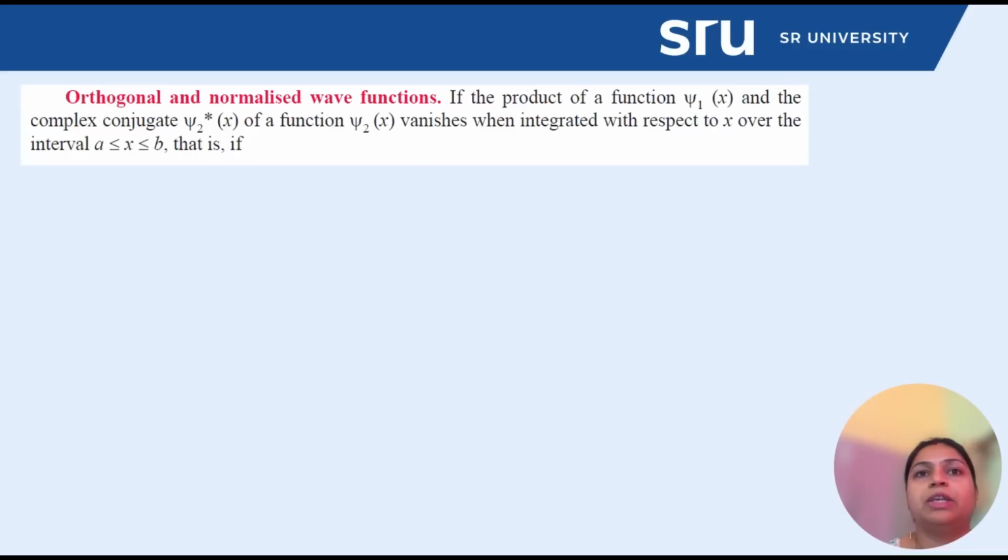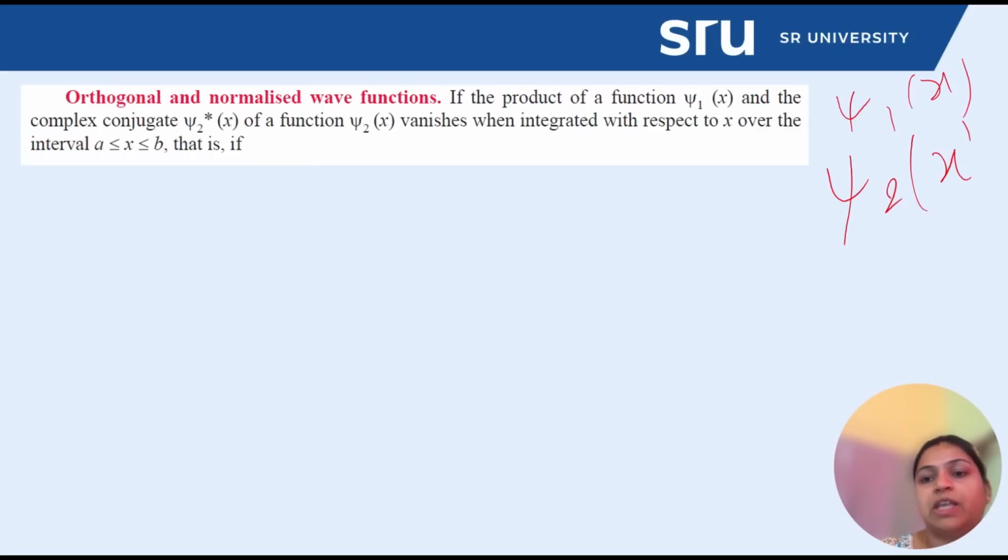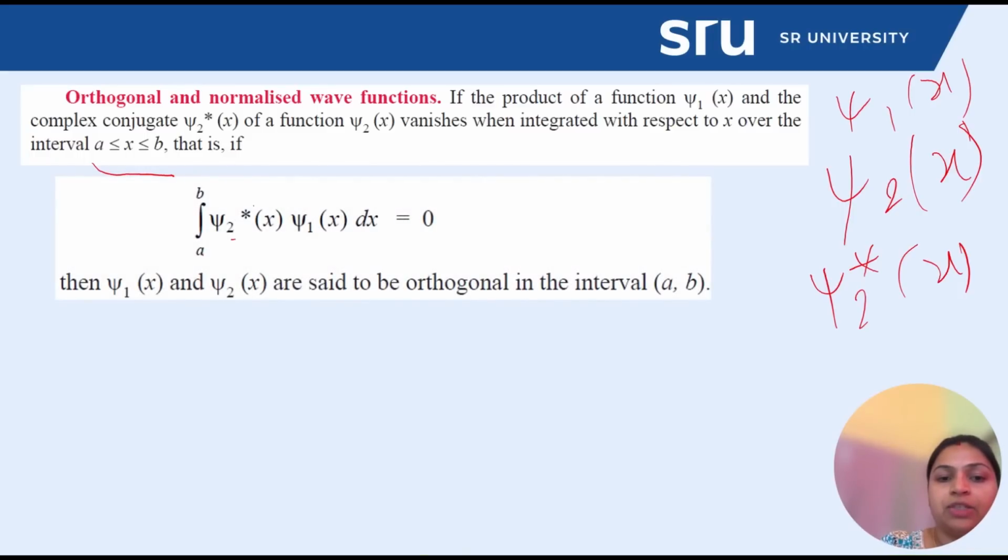Suppose we have two wave functions, psi1(x) and psi2(x). If the product of the function psi1(x) and the complex conjugate of psi2, that is psi2 star (x), vanishes when integrated with respect to x over a defined interval, say x from a to b, that is, if the integral from a to b of psi2 star(x) psi1(x) dx is equal to 0, then psi1(x) and psi2(x) are said to be orthogonal in the interval a to b.